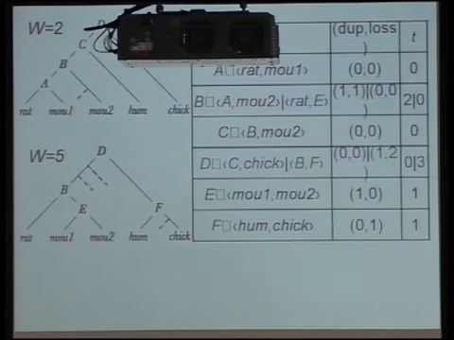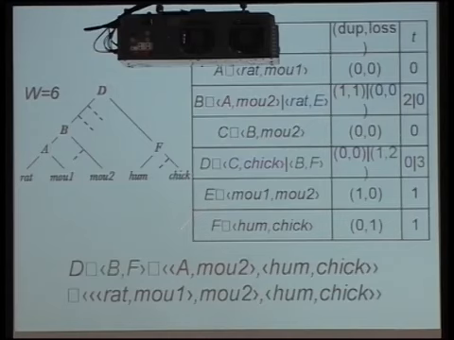Here is the weight, which means that is T. In this example, we simply take the sum of duplications and losses. The smaller, the better. For example, for this rule, B to A, there is one duplication and one loss, so the sum is 2.